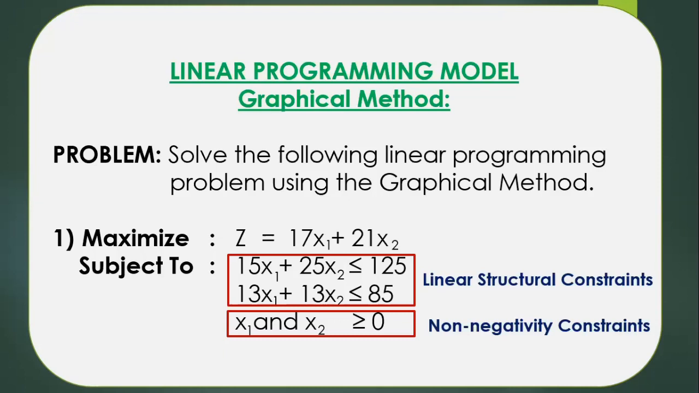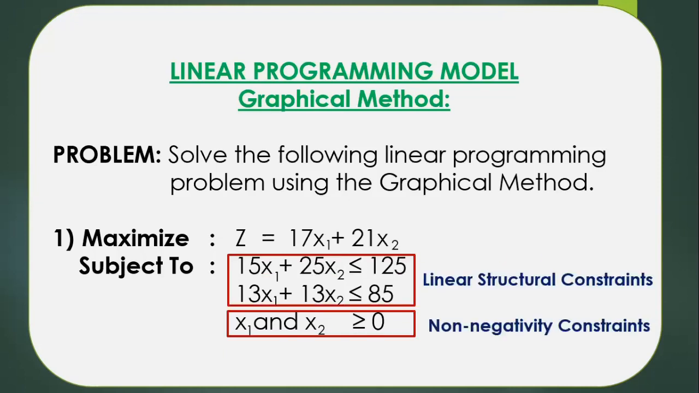And our non-negativity constraint would be x sub 1 and x sub 2 greater than or equal to 0. Now in this problem, we need to find the values of x sub 1 and x sub 2. And the values of these variables should be greater than or equal to 0, which means positive values only.